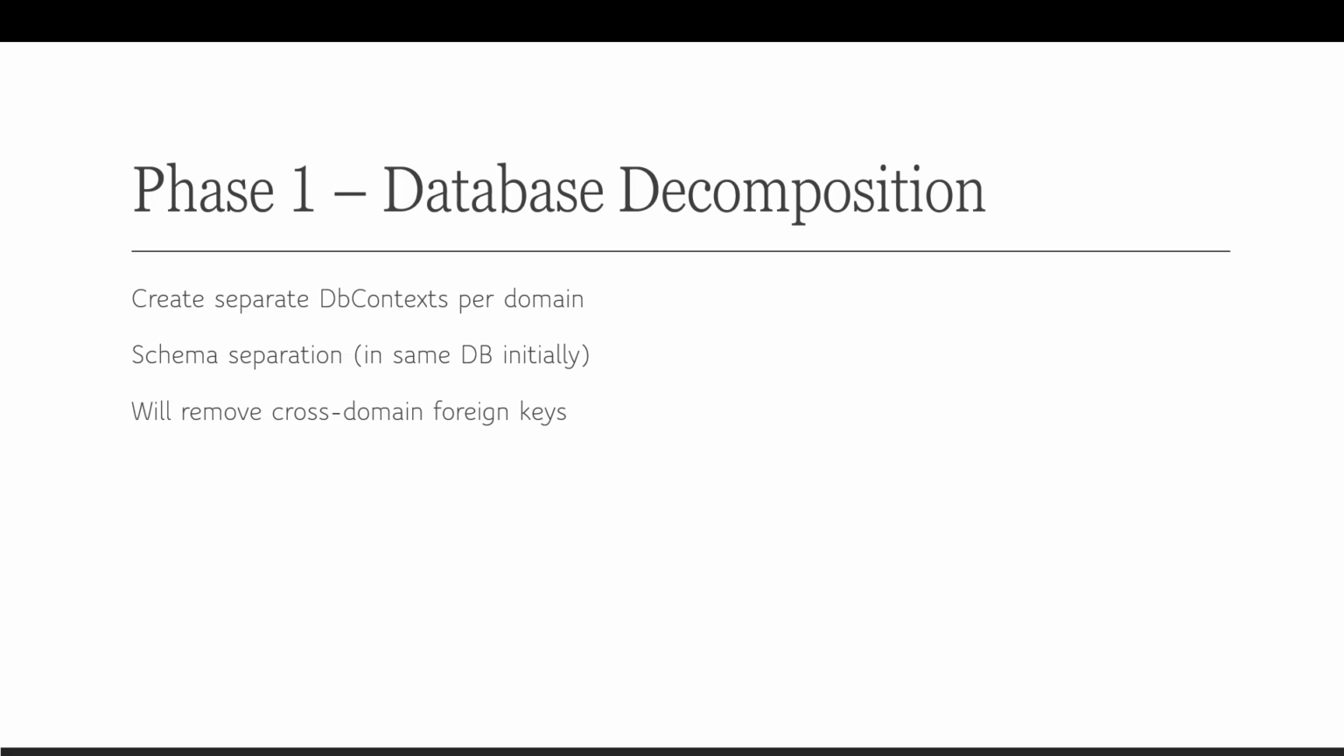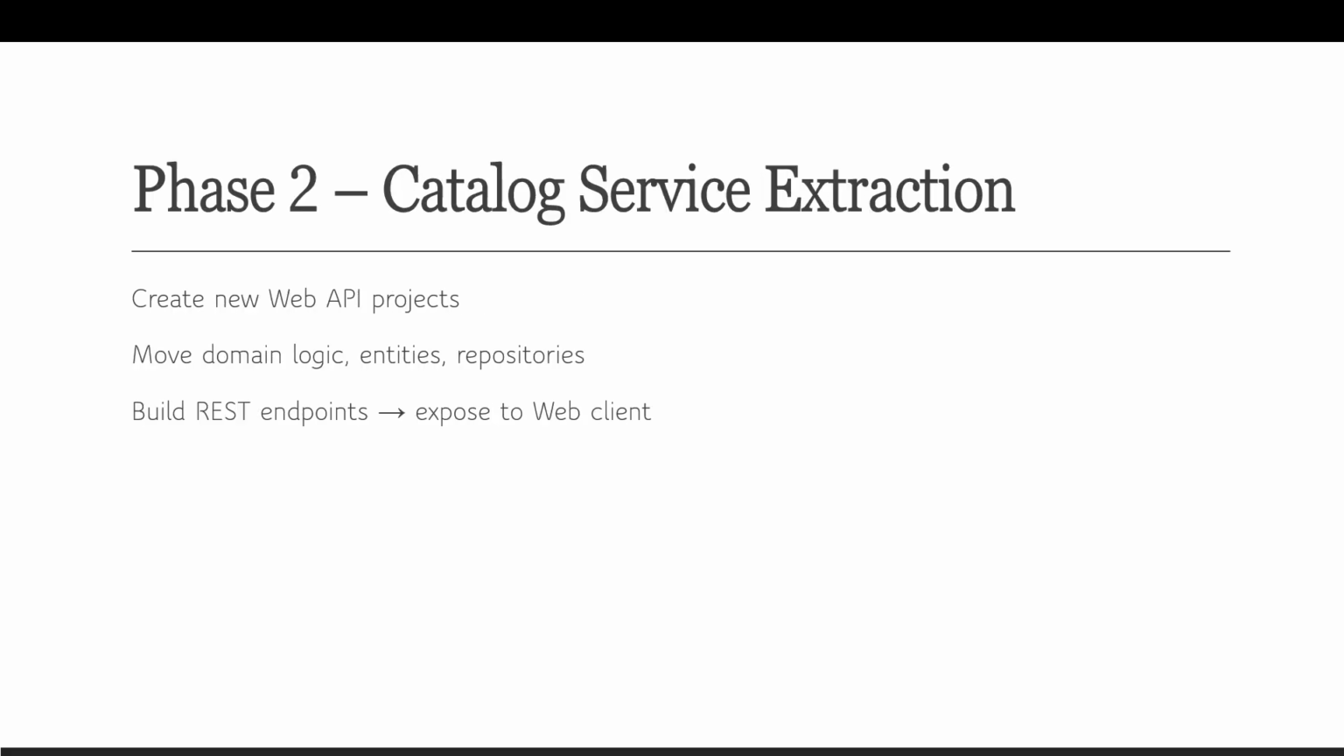Phase one is the DB decomposition, which we have said: create a separate DB context per domain. We are going to separate the DB first, and will remove cross-domain foreign keys. The reason is that we are going to separate the databases, so if there are foreign keys being referenced, where one table might be referencing another, we might need to do this as well. The second phase is we might create a new web API project, and we will be moving or building the REST endpoints. So this is the way we are going to do it.